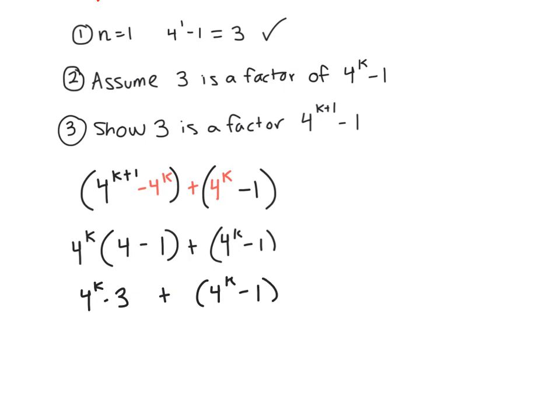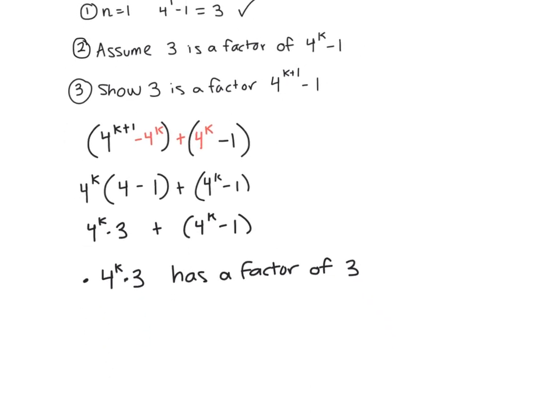So this first part, we know that 4 to the power of k times 3 has a factor of 3. And we know that it has a factor of 3 because it says times 3 in that expression. So that is something where you don't need to say anything else. I can see times 3. I know that it has a factor of 3. It's divisible by 3.